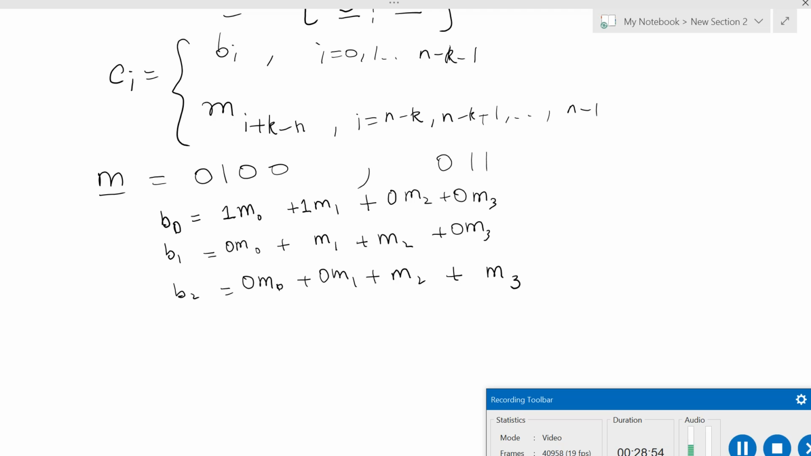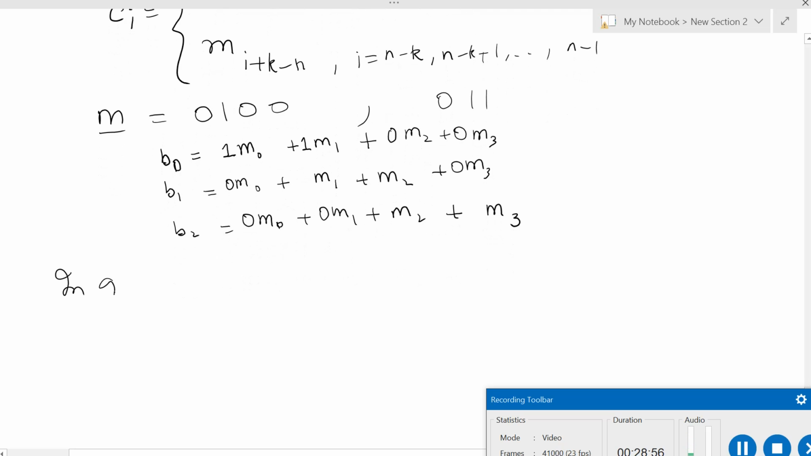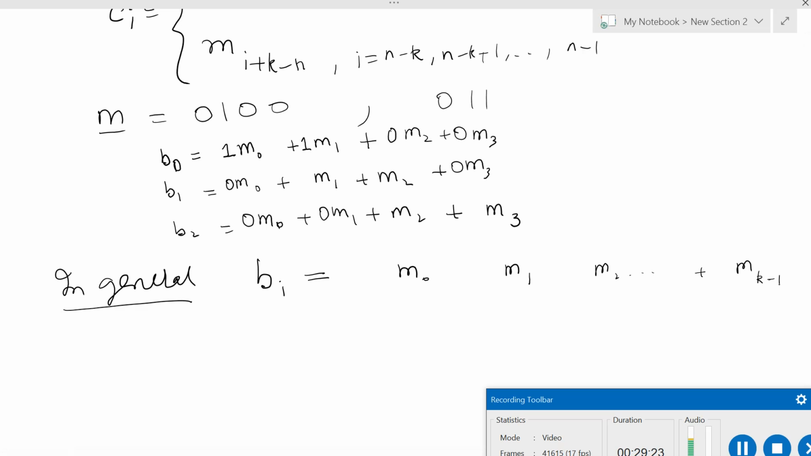Okay. So in general, the ith parity bit will be generated from combinations of different message bits. So M0, M1, M2 up to Mk minus 1. Okay. So I will multiply each of these message bits with some coefficient.